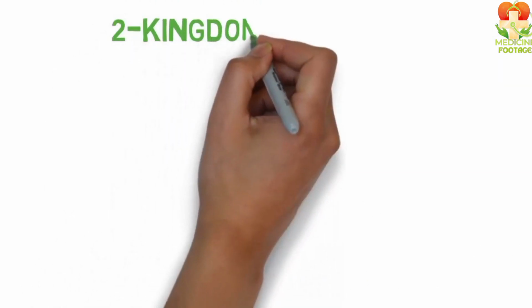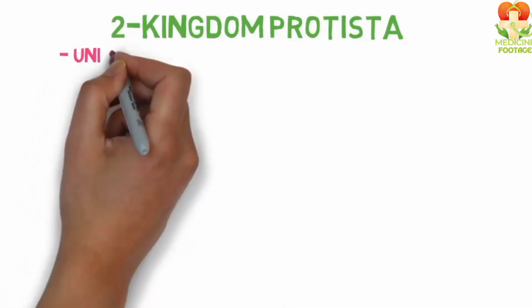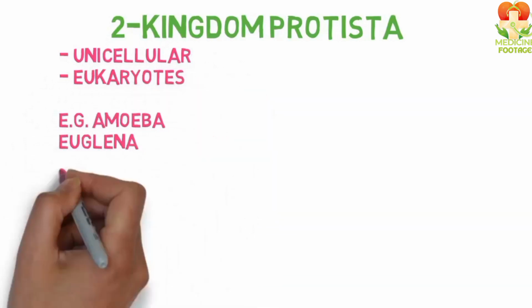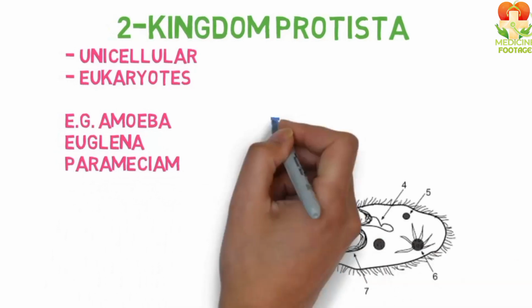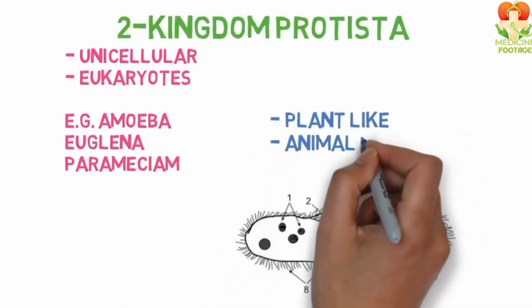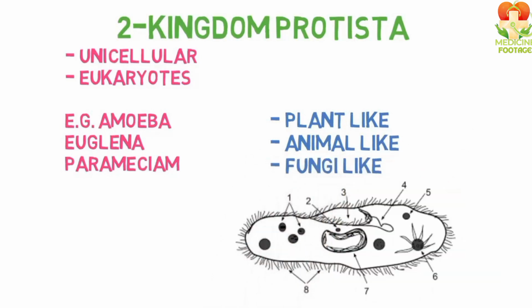Protista, also called the Protist kingdom. In this kingdom, unicellular and eukaryotic organisms are included. Examples are Amoeba, Euglena, and Paramecium. This kingdom includes three types of living beings: animal-like, plant-like, and fungus-like organisms.